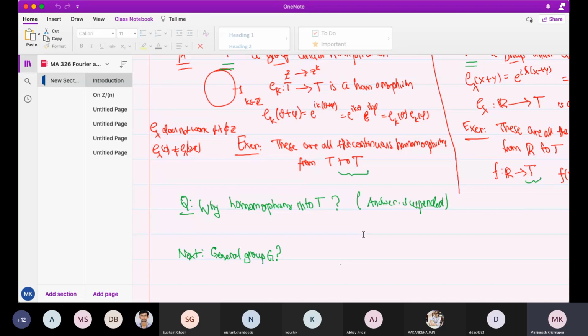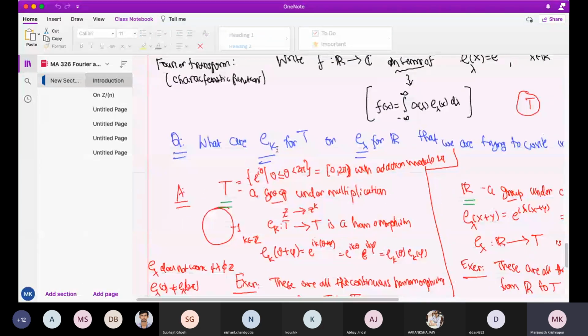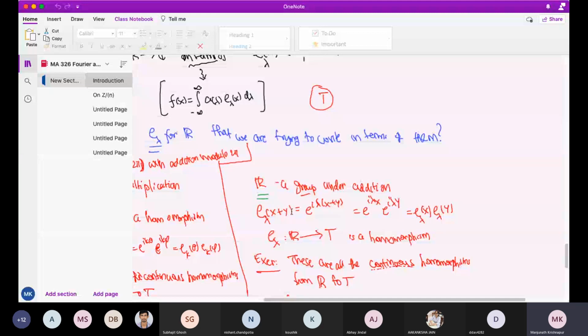Yeah. So last time we saw the complex exponentials. We made the point that when you take e_lambda of x, which is e to the i lambda x, that is a homomorphism from the additive group of real numbers into the circle group, which I'll always denote T. The complex exponential has this property.